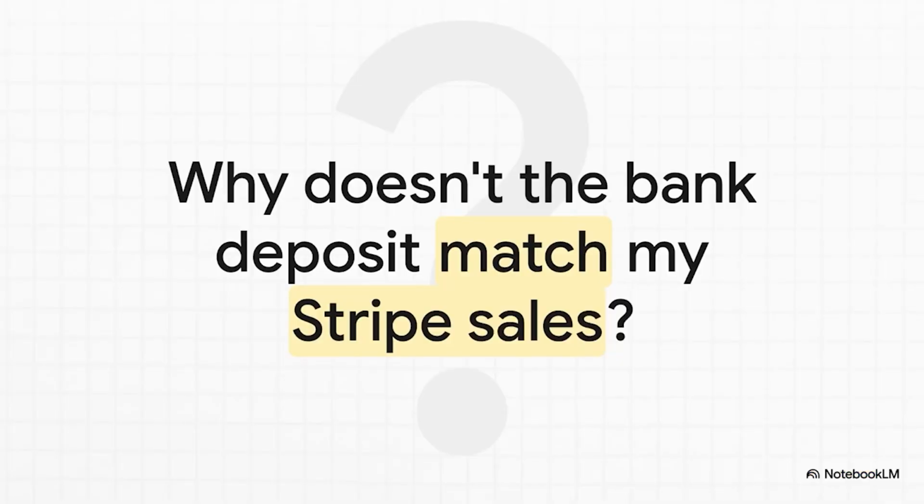This exact pain point brings up a completely logical question. Why doesn't the bank deposit match my Stripe sales? I mean, you made a certain amount of money in sales, so you expect to see that exact amount hit your checking account, right? But when the payout finally arrives in your QuickBooks bank feed, the numbers simply do not align. If you don't understand why, it's incredibly easy to panic or just assume something's totally broken. But I assure you, it's not broken. It's actually processing exactly as it was designed to.